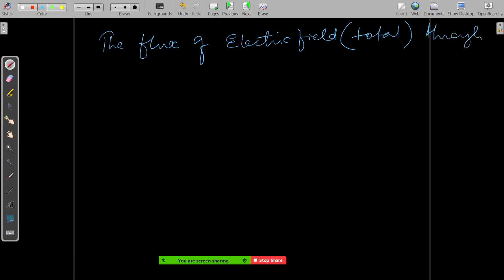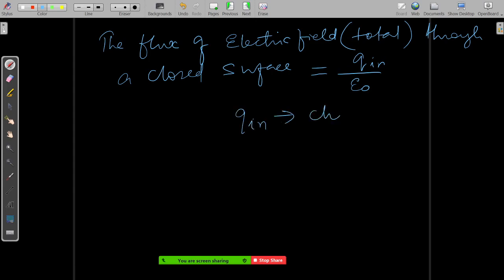a closed surface is equal to Q internal divided by epsilon naught. So this Q internal is basically the charge enclosed by the surface. Total charge enclosed by the surface.